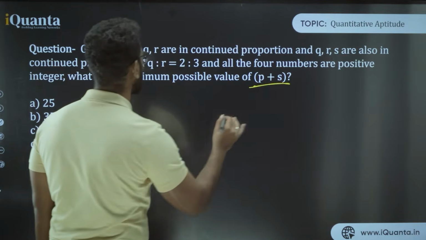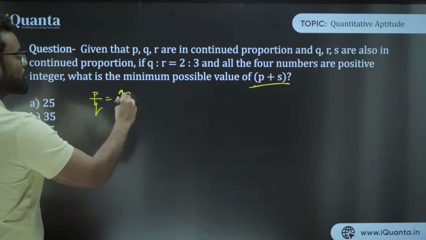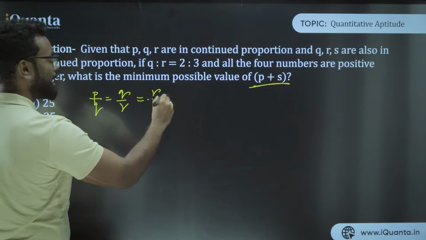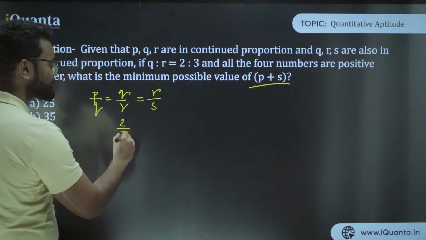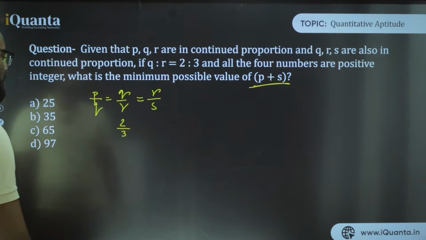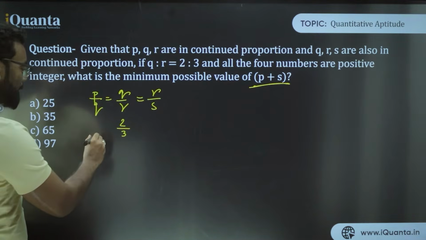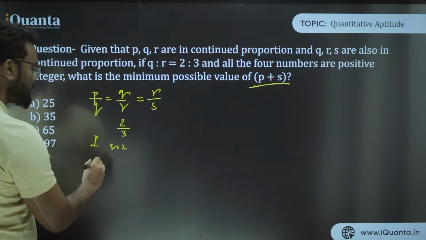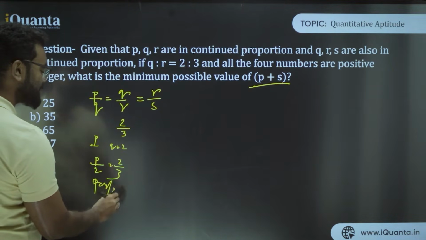So what is given? P by Q is equal to Q by R. And Q, R, S are also in continued proportion, that means it equals R upon S. And this ratio is given as 2 upon 3. Remember, we need to make everything a positive integer. If I assume Q is 2, then P upon 2 is 2 upon 3, so P will be 4 upon 3, which is a fraction, which is not possible.